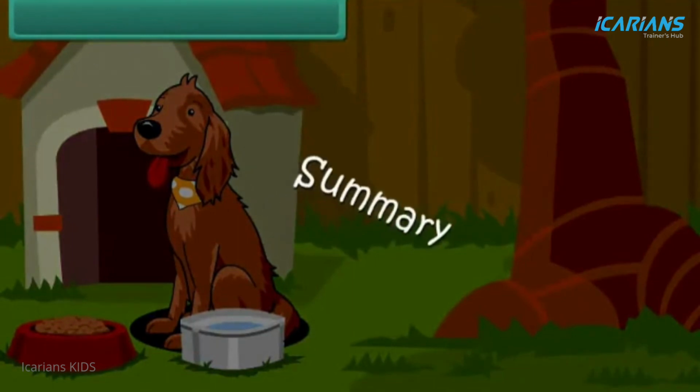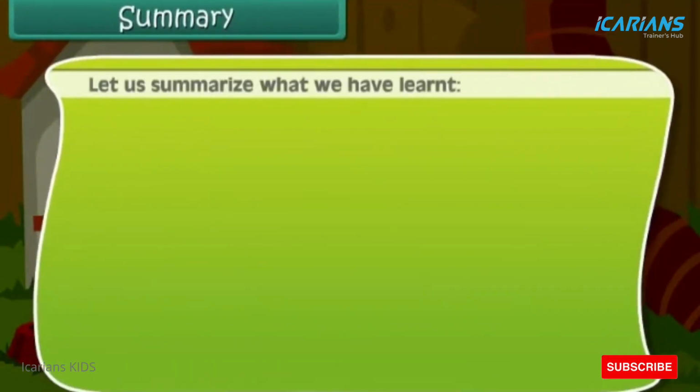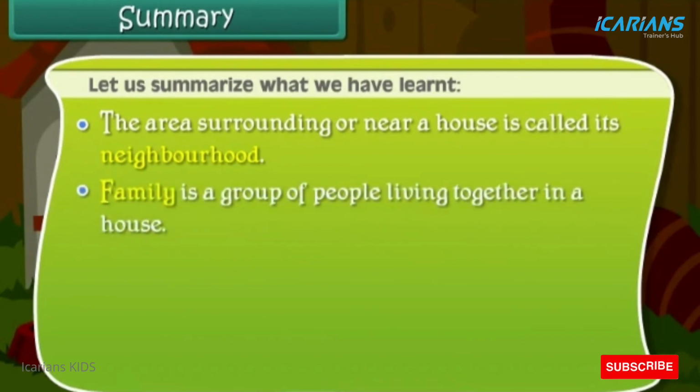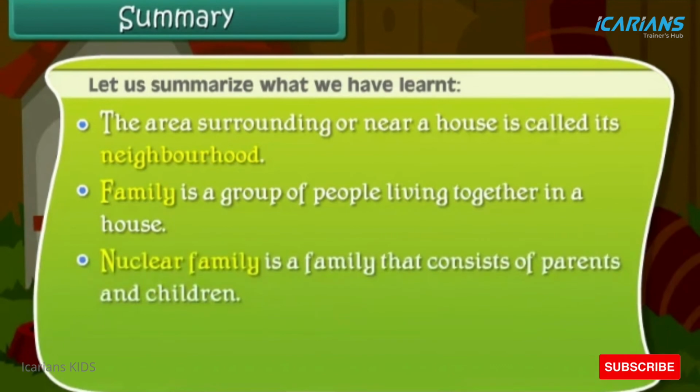Summary. Let us summarize what we have learned. The area surrounding or near a house is called its neighborhood. A family is a group of people living together in a house. A nuclear family is a family that consists of parents and children.